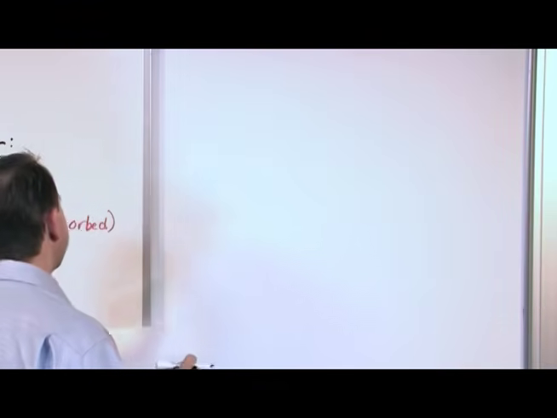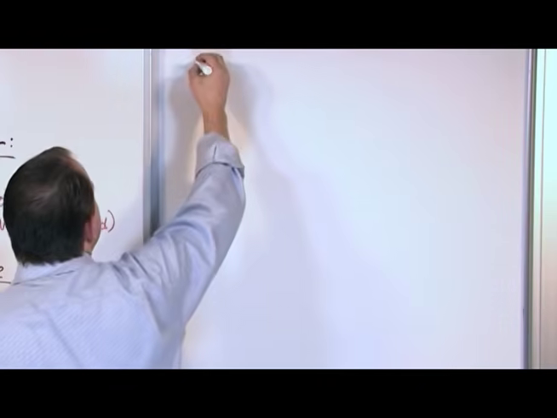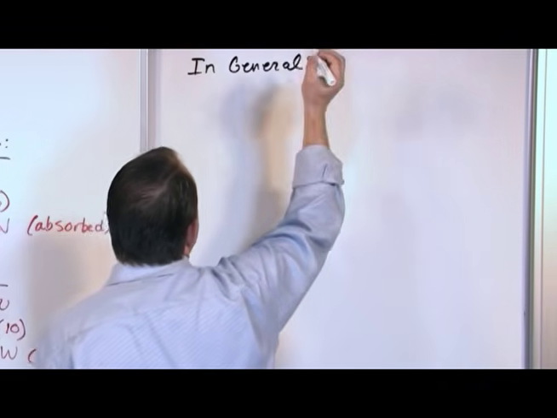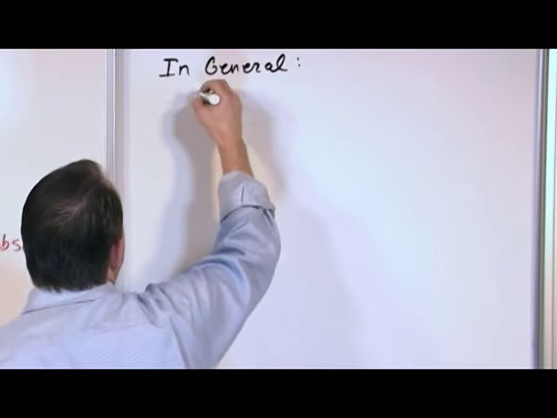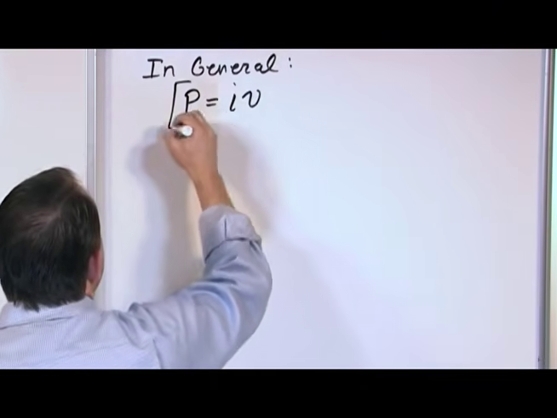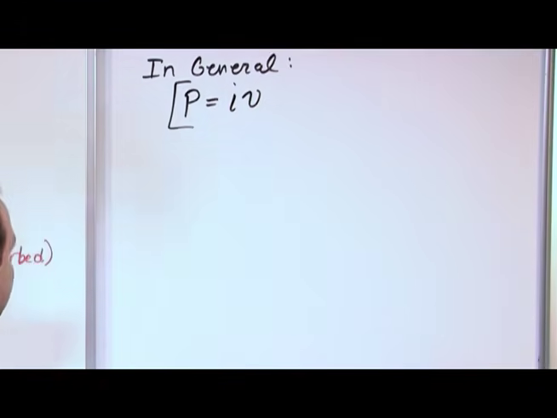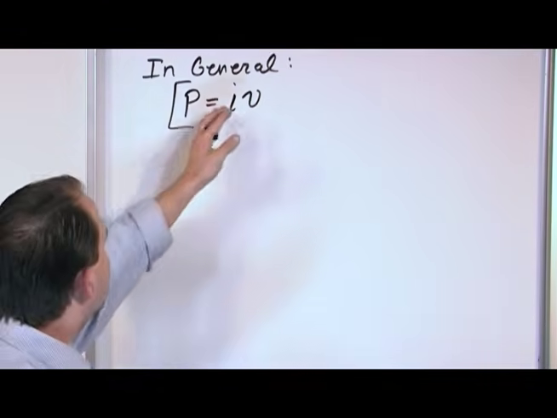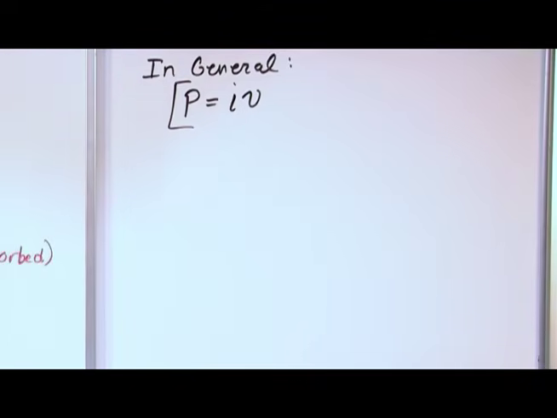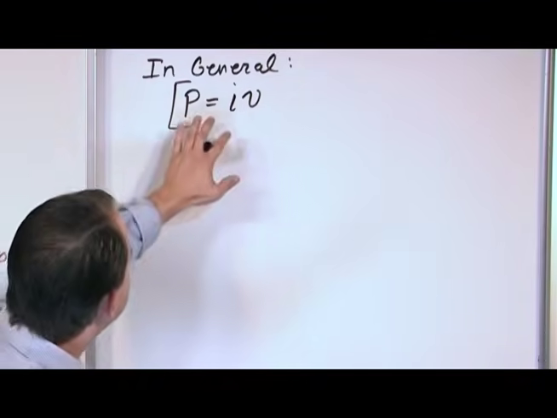And so we'll do it through examples. So to recap, in general, the power is equal to IV. Now, obviously, you can choose a positive or negative sign here, depending on the direction of the current, and whether it's a source or not a source. But in general, P is equal to IV.